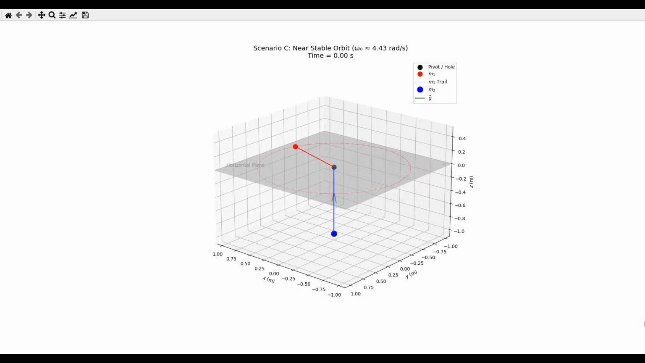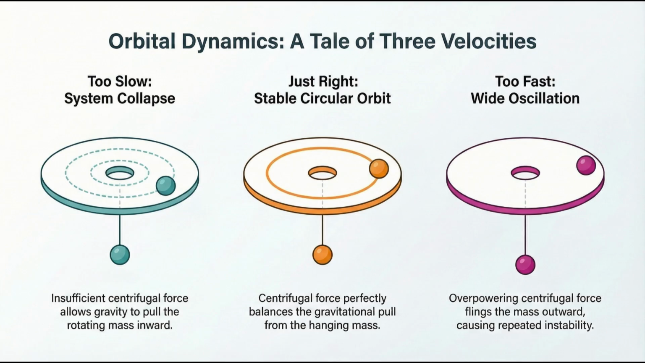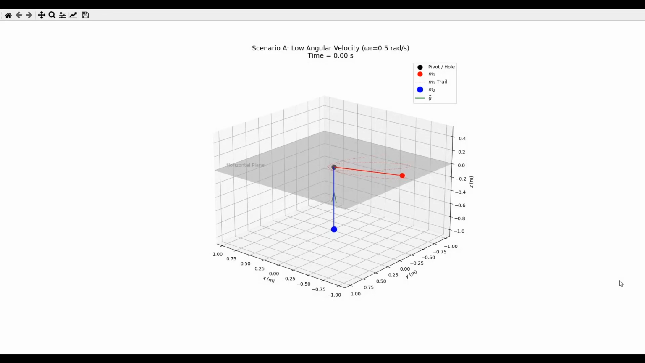It's tied to a string that goes through a hole, and on the other end, a second mass is just hanging there, providing tension. The real question is, how do you get that outward spinning force to perfectly match the inward pull from that hanging weight?